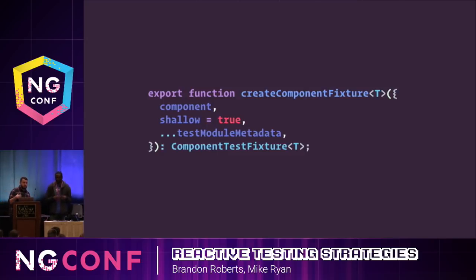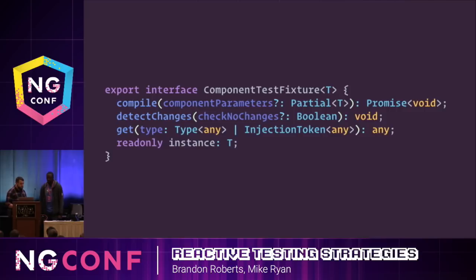So with Angular testing library, instead we give you a function that abstracts this away for you called create component fixture. And create component fixture, as we said, wraps up these utility functions so that you can use shallow rendering out of the box or disable it if you want to do more of a full-blown integration test. It also allows you to provide all the same test module metadata that you're used to with the test bed. So you can specify imports, declarations, and providers as your test needs them. And what it returns to you is an instance of a component test fixture.